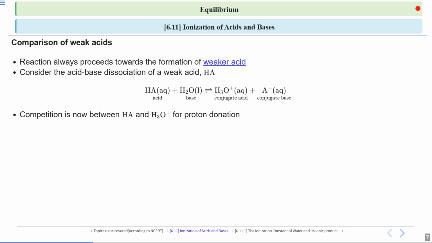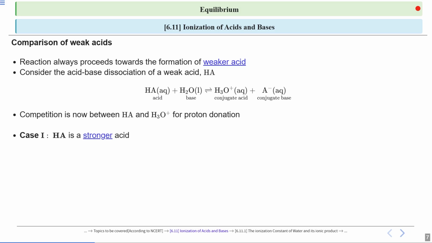We are into defining the comparison of the weak acids. To compare that, we will look at which one is a weaker acid. On the reactant side we have this HA, on the product side we have this H3O plus. So the extent of equilibrium, or the direction in which your equilibrium will go, will depend on the weaker acid, and for that we have to compare these two acids, HA and H3O plus. So let's look into that.